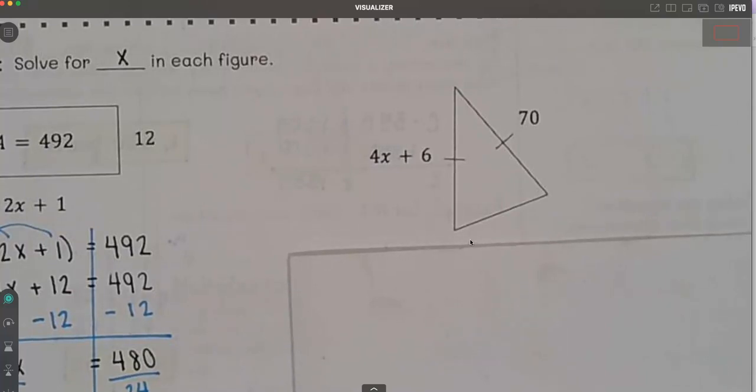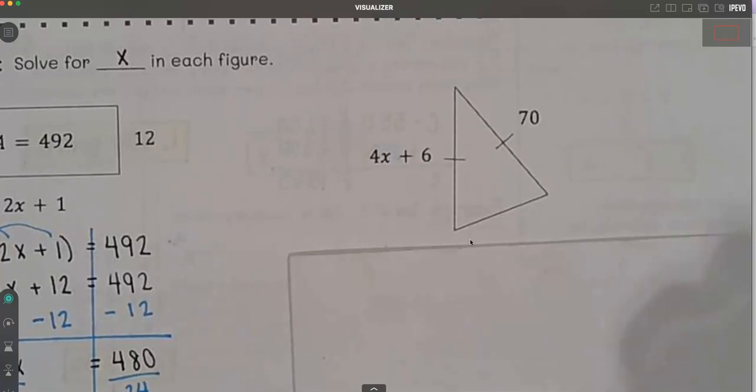Go ahead, Mia. Times width divided by 10. So it's not area in this case. It's a triangle. You're right, but there's no area. Height. 70 equals 4x plus 6. Yep.